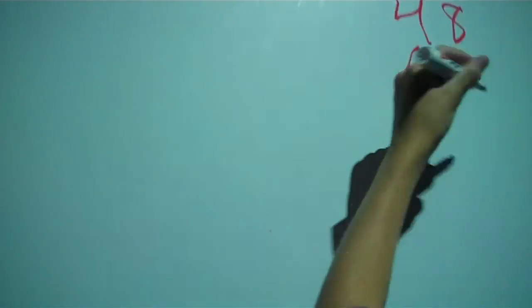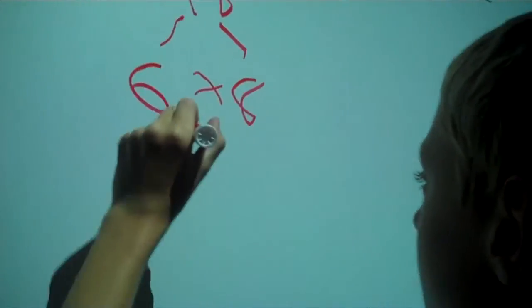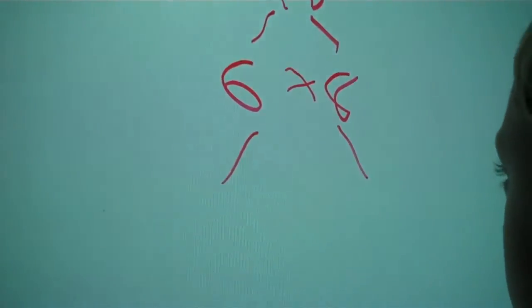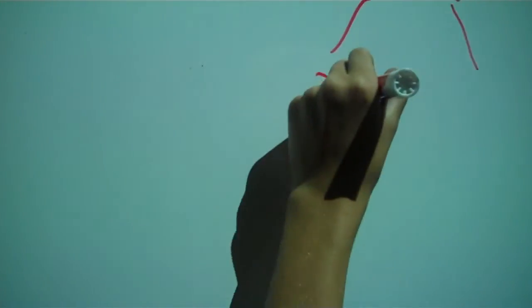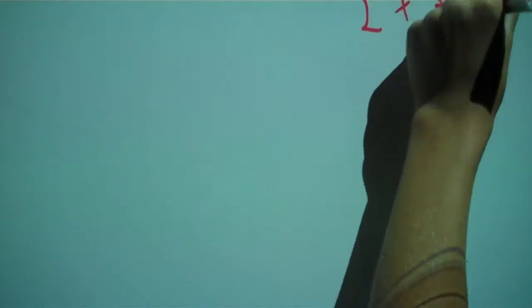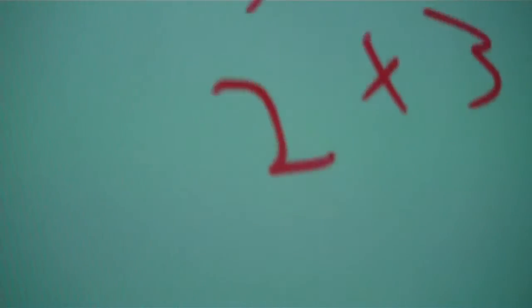So what goes into 48? Wait, 6 times 8? Yes, 6 times 8 is 48. So you are right. Then you can reduce that by doing 2 times 6, and 2 times 3 goes into 6. So 2 times 3 and 2 times 4, because 2 and 4 go into 8. See that? And 2 and 3, 2 goes into 6.